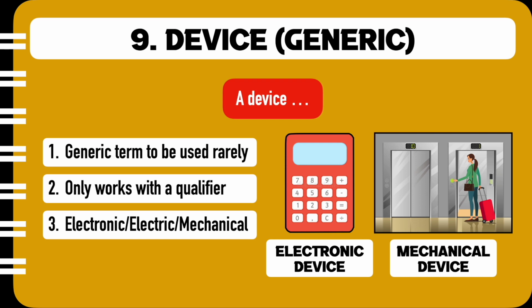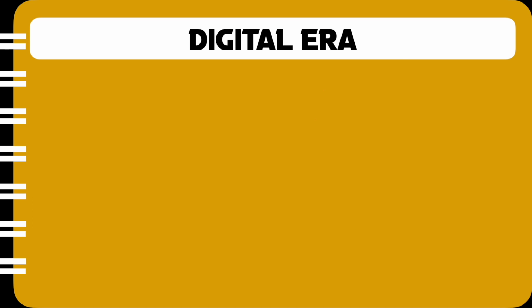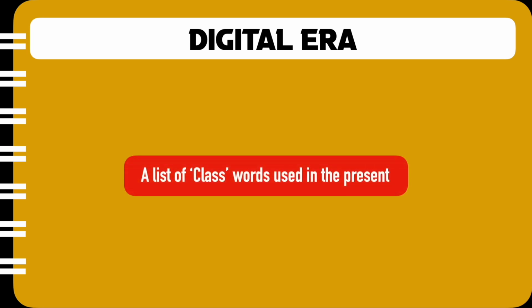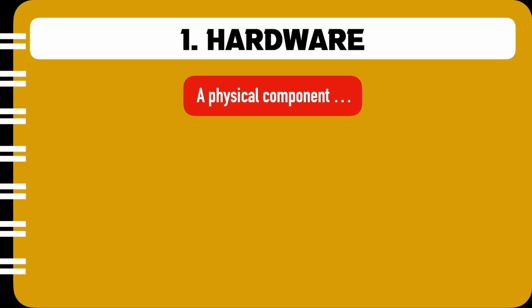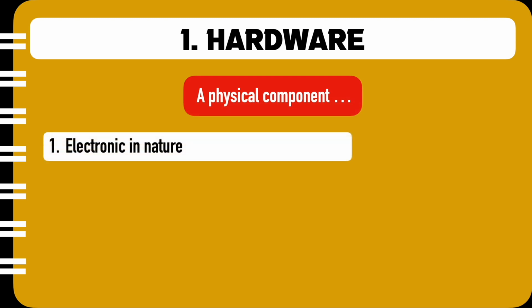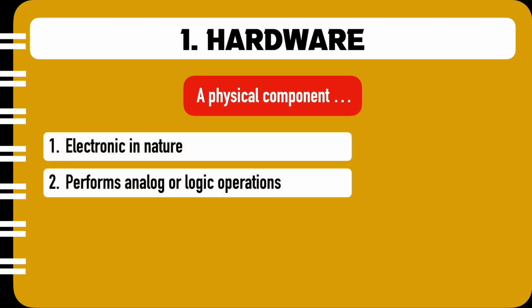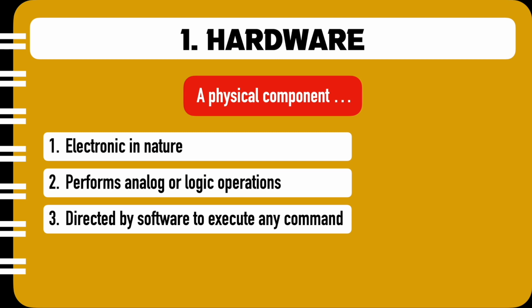Moving on, now I'll be talking about the digital era, and here I'll be talking about a list of class words used in the present times. The first one is hardware. It is a physical component which is electronic in nature. It performs analog or logical operations and is directed by software to execute any kind of command.